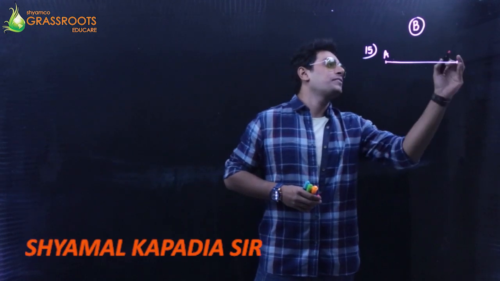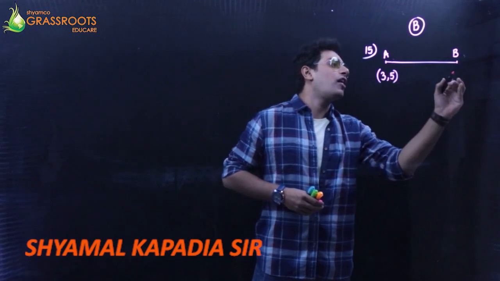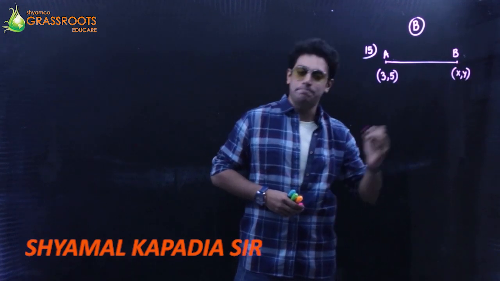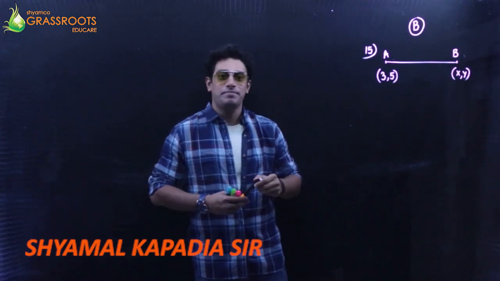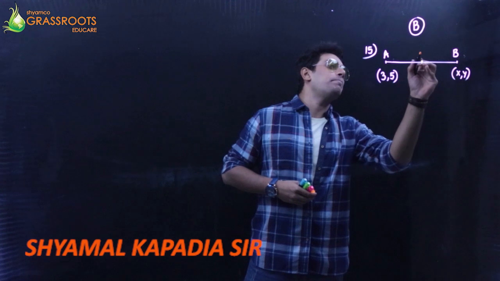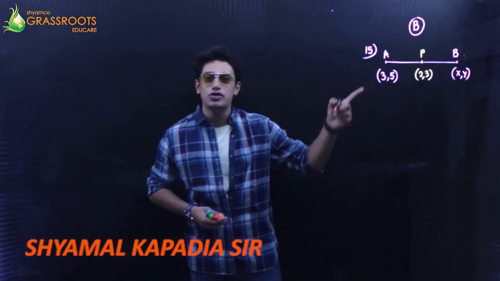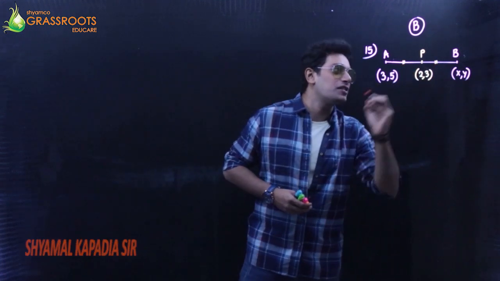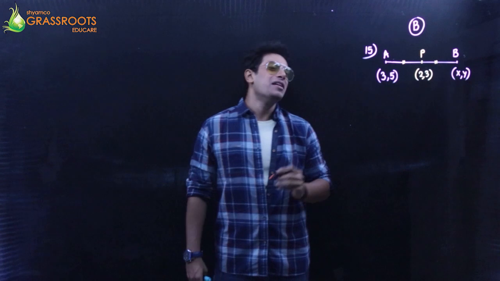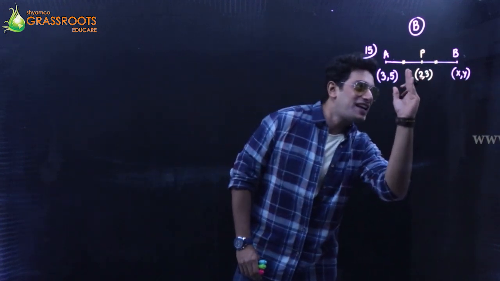You have A, you have B. The point A is (3, 5) and the other point B is (x, y). It has the midpoint (2, 3). Midpoint, let it be P, (2, 3). You have to find the coordinates of B. Midpoint means obviously distance AP is equal to distance BP. But not required, just knowledge purpose. I always start from the center.